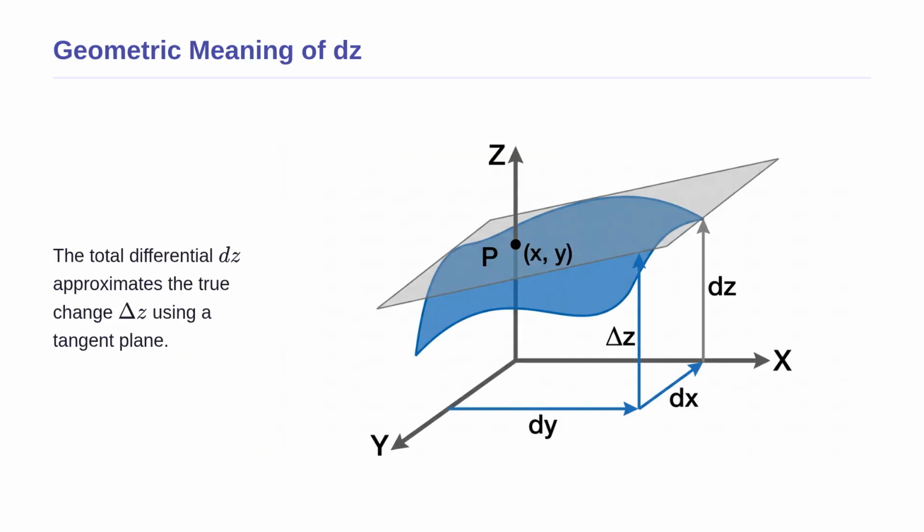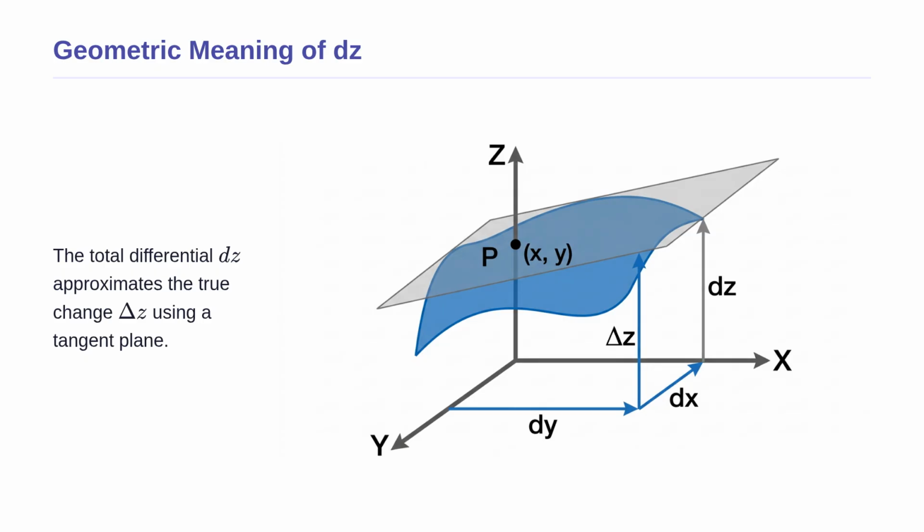Let us visualize what this formula actually means geometrically. On your screen, you see a three-dimensional coordinate system with a curved blue surface representing our function. At point P, we have drawn a flat gray tangent plane that just touches the surface. When we move a tiny amount dx along the x-axis and dy along the y-axis, we can look at the change in height. The true change on the curved surface is delta z. However, the change in height along the flat tangent plane is our total differential, dz.